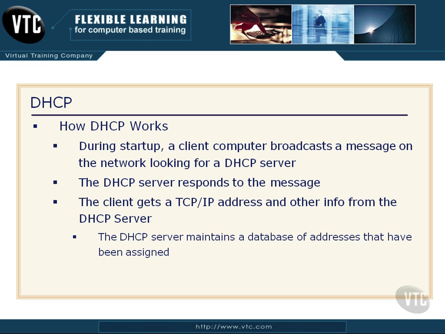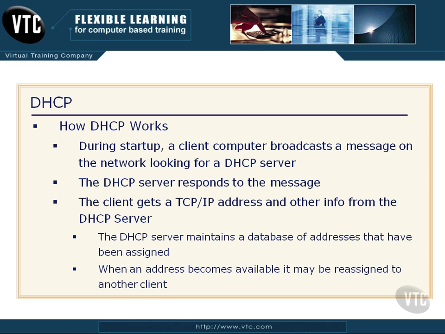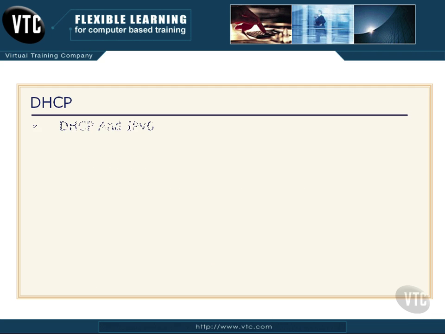Now, the DHCP server automatically maintains a database of addresses that have been assigned, and when an address becomes available, it will take it back, put it back into the pool, and maybe reassign it to another client. So DHCP not only takes care of addressing our clients, but it also makes sure that it maintains our list of addresses and doesn't waste them. It will reuse them or recycle them, if you want to think of it that way.